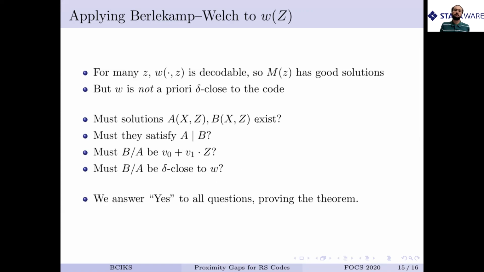We study all of these questions, we answer yes to all of them, and this gives us the proof of the theorem. For the Guruswami-Sudan decoder that we use for the more general case up to 1 minus square root rho, the approach is similar, but the decoder is more complicated, more deeply algebraic, and therefore the proof is also more complicated and requires deeper algebra.